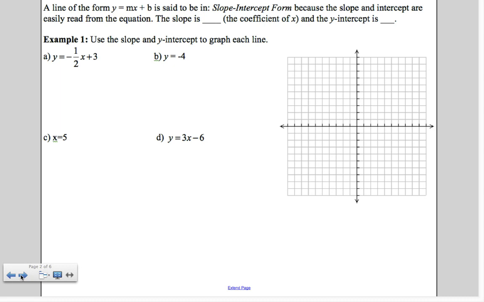So, essentially, a line or an equation of the form y equals mx plus b is said to be in slope-intercept form, because when it's in that form, we know two things about this equation, about the line: what the slope is, and what the y-intercept is. So here the slope is, how do we fill in that blank? m. So whatever m is in our equation, and what's the y-intercept? Just b.